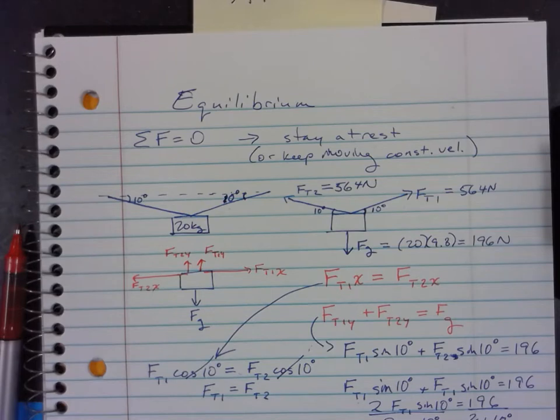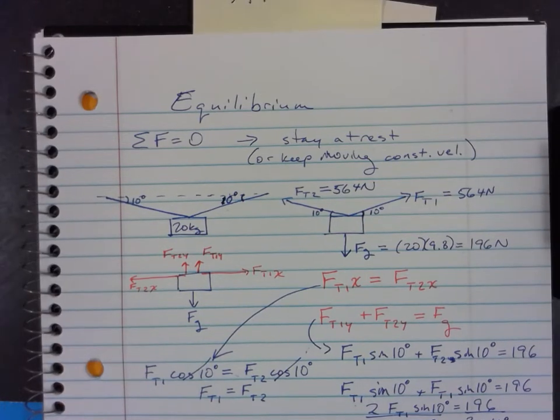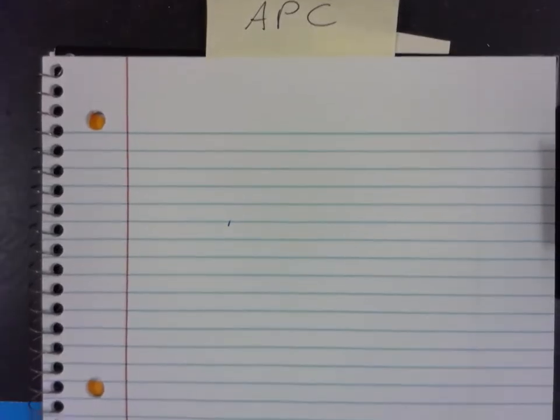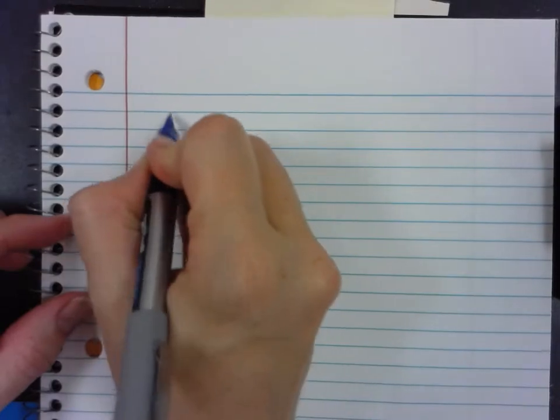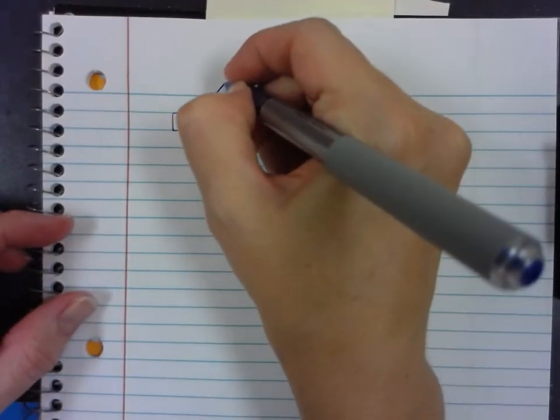I have a second example problem, which is a little more complicated. So let's turn the page. Again, I'm going to take the same 20 kilogram sign, 20 kg, but I'm going to have the ropes at different angles.